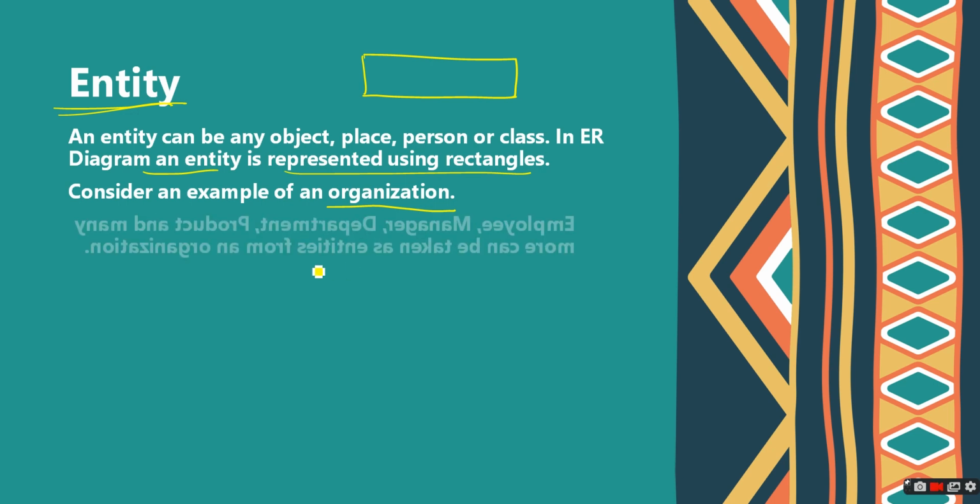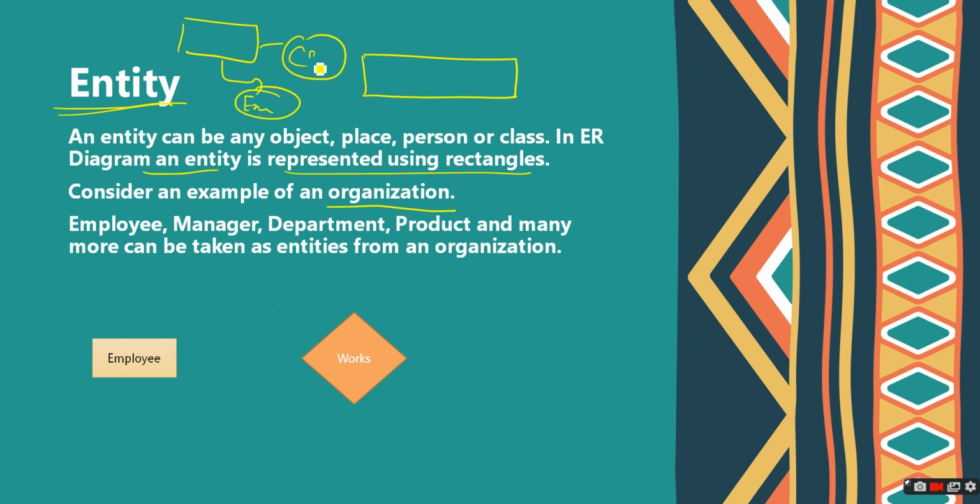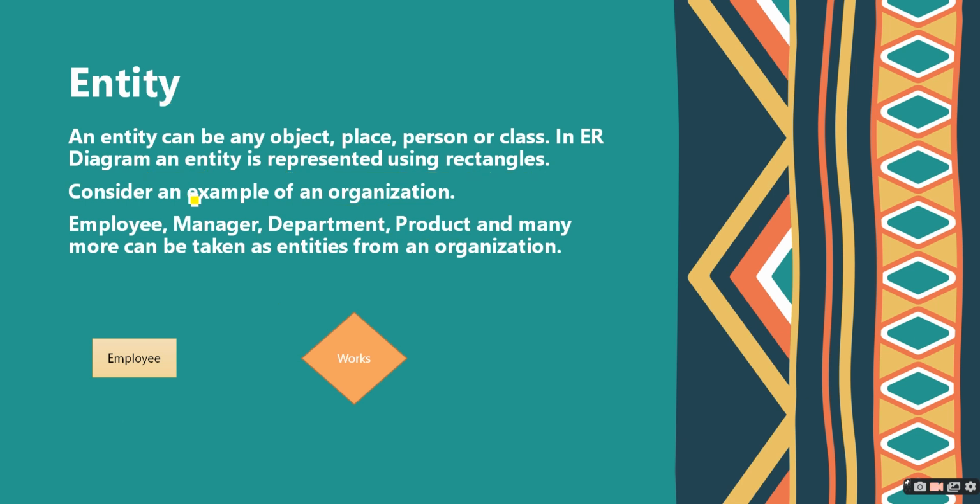Organization. Employee, manager, department, product, and many more can be taken as entities from an organization. Suppose this is my organization, and inside this organization there will be some employees, right? There will be some departments, like computer department, hardware department, or much more. And for the product we are going to sell, there will be a different entity for product and many more, right? So these all will be termed as entities: employee, manager, department, product.